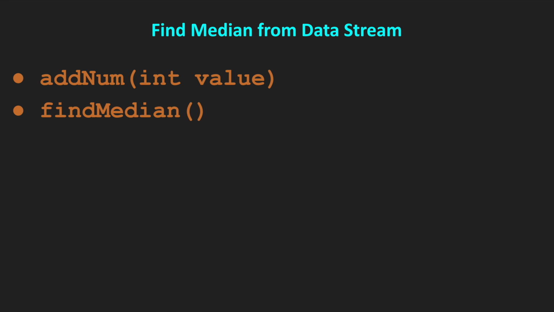So what we need to do in our case is implement two functions: addNum, which adds the value that we are receiving to our array, and findMedian, which when we call it returns the median of that array. The time complexity for addNum should be O(log n), and for findMedian it should be constant, O(1).